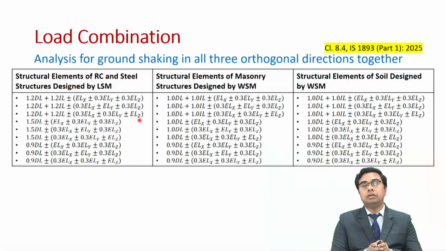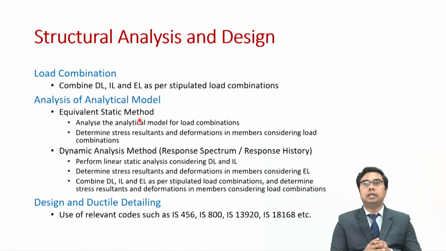Okay, if you look further, the code also gives you detail about if you are analyzing any building for ground shaking in one horizontal plan direction and one vertical direction, which means you are analyzing, let's say, for ground shaking in x as well as ground shaking in z. Then in that case the load combination is also given in the code, but that is seldom applied in real life analysis and design, and therefore I have not covered that in this class. So once you have defined these load combinations, then if you are using your equivalent static method, you will analyze the analytical model for different load combinations and you will determine the stress resultants and deformations in the members considering different load combinations, and you will take the envelope maximum values for designing those members.